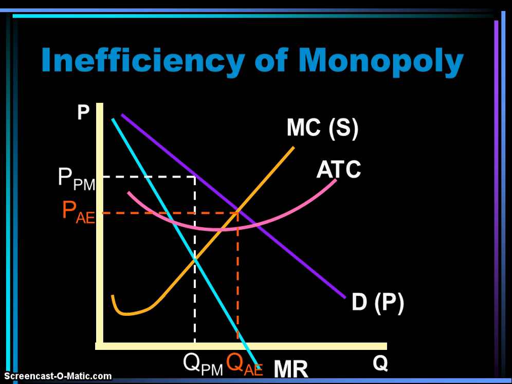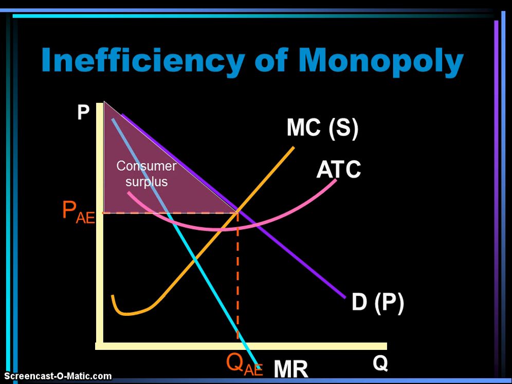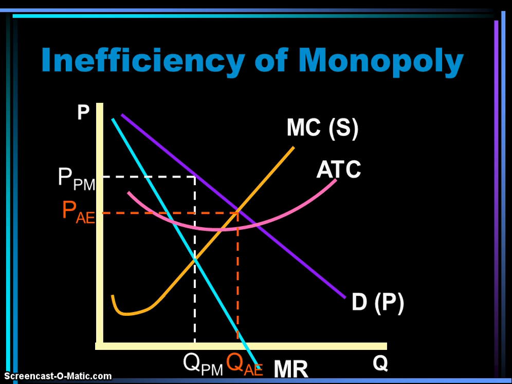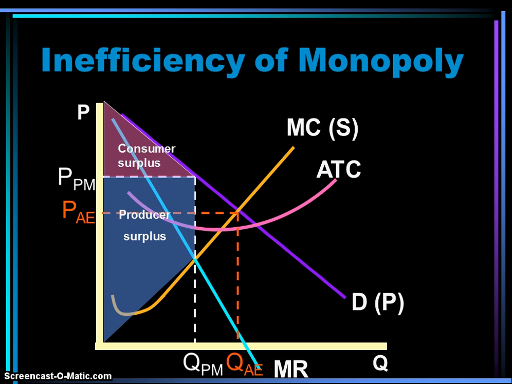And here is the allocatively efficient quantity and price, where supply, or marginal cost, for the industry equals demand for the industry. Because this graph of the producer is the same thing as the graph for the entire industry, since the producer is the industry. It makes up the entire industry. So you can see that at the allocatively efficient quantity of output, here's consumer and here's producer surplus, but at the profit maximizing level of output, here's consumer and producer surplus.